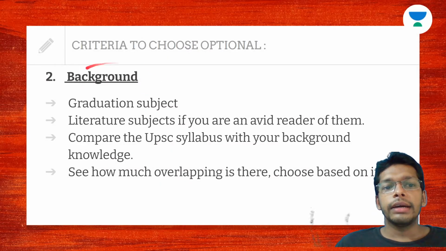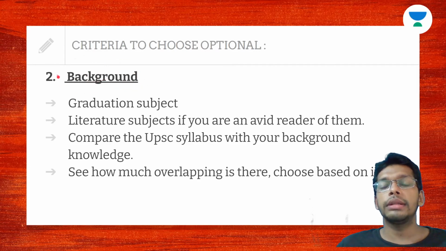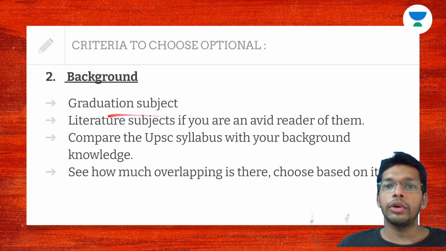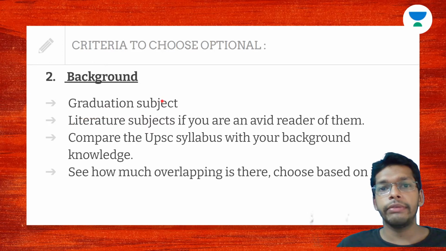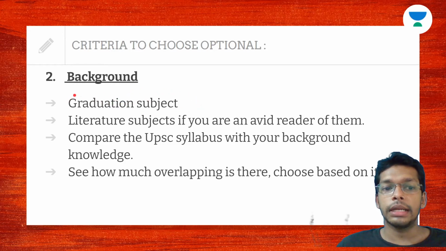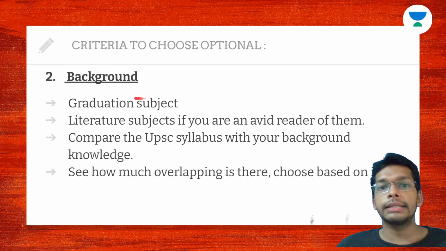the second criterion which will help you in choosing the optional is your background in that subject. Okay, so the background, I mean, it might be your graduation subject. For example, as I already told you, if you're an agriculture graduate, it makes perfect sense to go for agriculture as an optional. If you're a doctor, then it makes perfect sense to take medical science as an optional. Similarly, the same is the case with engineering also. If you have a background in any subject, and if you think that you'll be able to manage that subject as an optional in UPSC also, then you can definitely go for it.